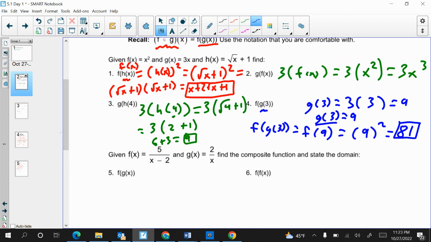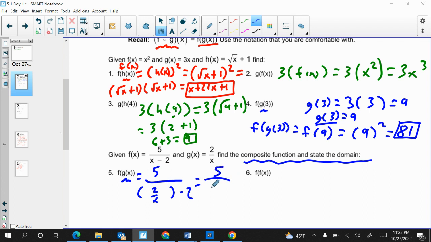Alright, we'll look at 5 to wrap up this first video. Same idea. We're going to find the composite of the functions, which we've been doing, but then also stating the domain. So I'm going to take f of x, which is 5 over something minus 2. That something is g of x, so that is 2 over x. Alright, so just to clean it up a little bit, I have 5 over 2 over x minus 2.